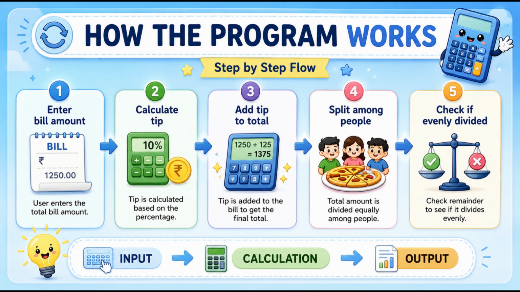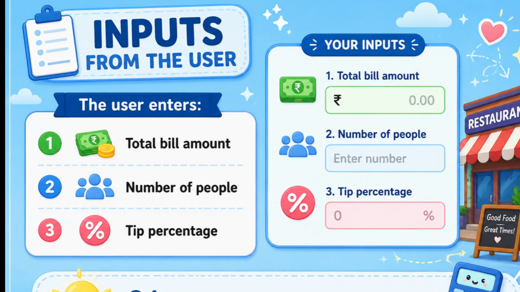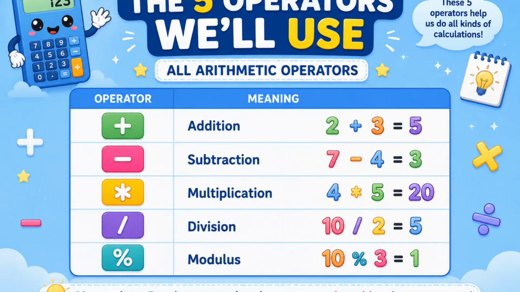Let's build it. Here's what the final program does. You enter the total bill amount, you enter how many people are splitting it, you enter the tip percentage. The program calculates the tip, the total with tip, how much each person owes, and whether it divides evenly. 3 inputs, 7 calculations, 1 clean output. Let's go step by step.